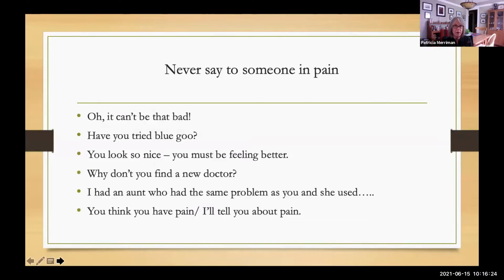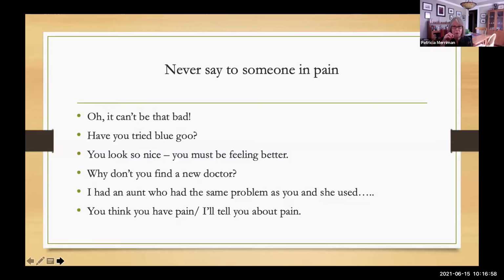So here are some things that I've got from my patients, who have given me information. These are things you never say to people in pain. One of them: it can't be that bad. Or, you look so nice, you must be feeling better. They really hate that one. When a person says, my doctor can't figure out what to do, don't say, well, why don't you find a new doctor? You should see my doctor.